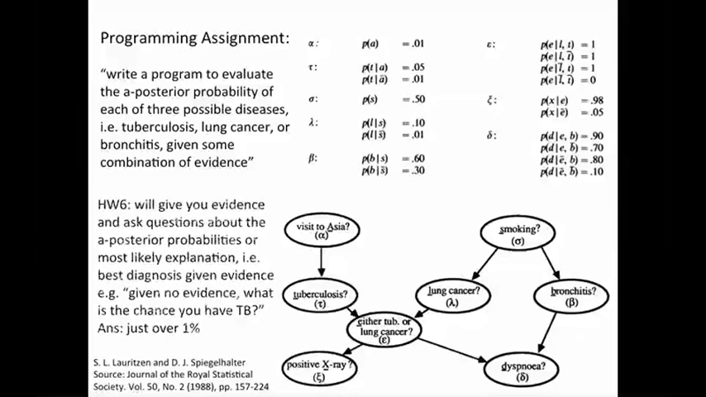Once you've encoded this, you will be given evidence and asked questions about the a posteriori probabilities, or rather the most likely explanation, that is the best diagnosis given the evidence. For example, given no evidence whatsoever, what is the chance that you have tuberculosis? Well, the answer is just over 1% if you believe this belief network.